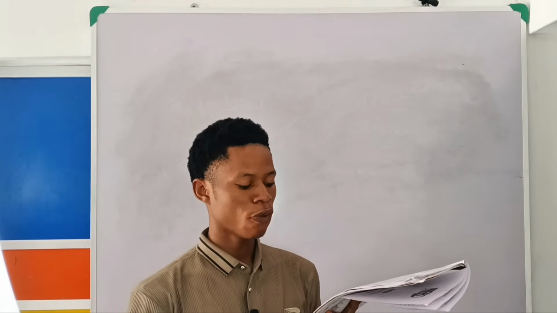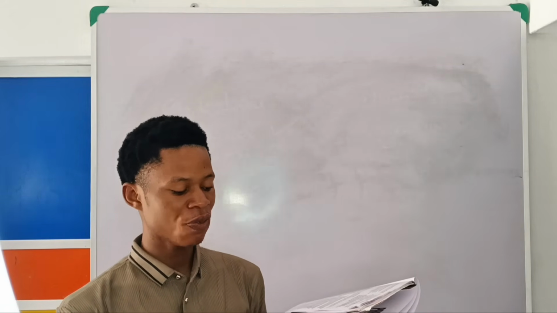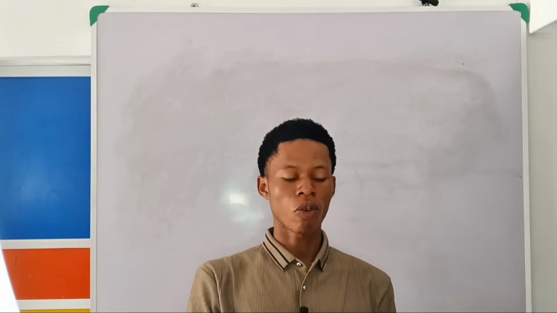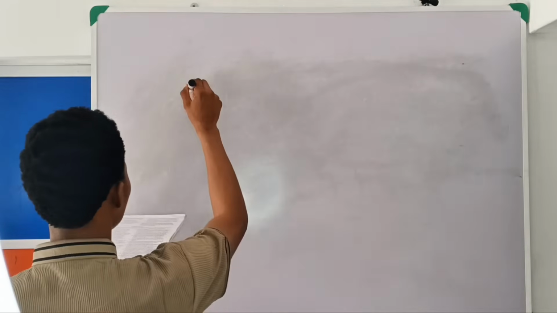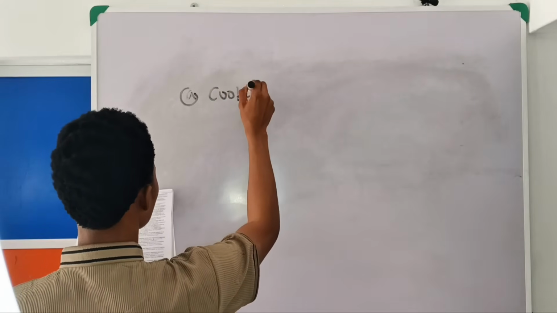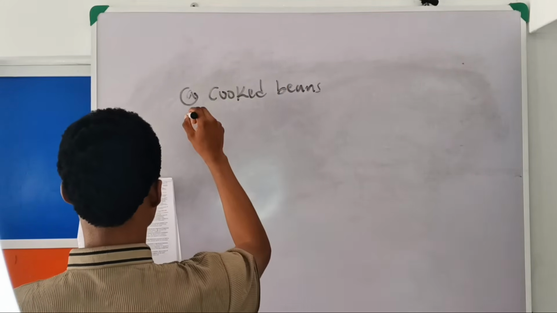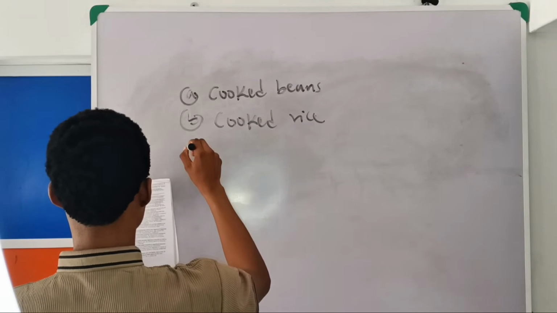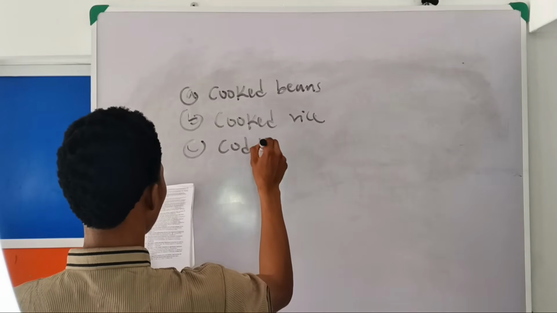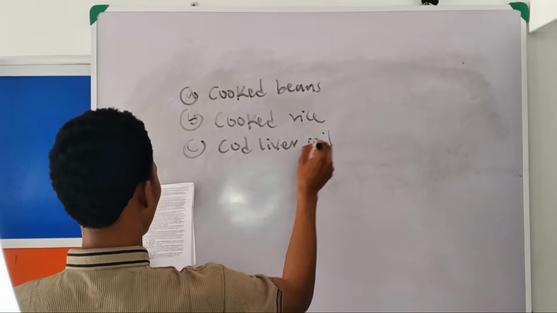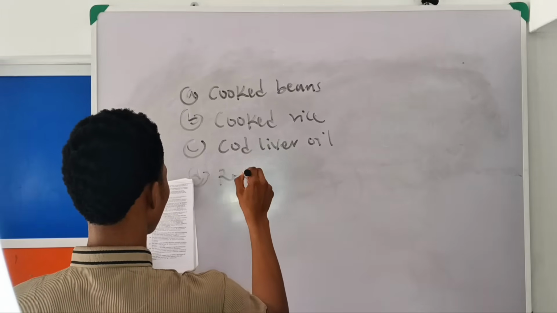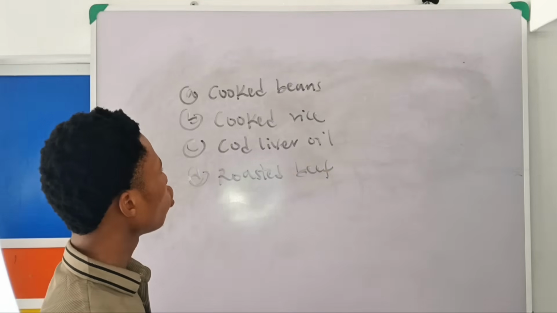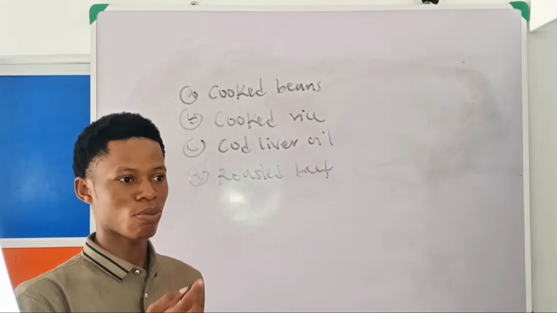Answer this question. Which of the following will be first digested if ingested at the same time? Which of the following, if you take them in at the same time, which of them will be first digested? A says cooked beans, B says cooked rice, C says cod liver oil, and D says roasted beef.